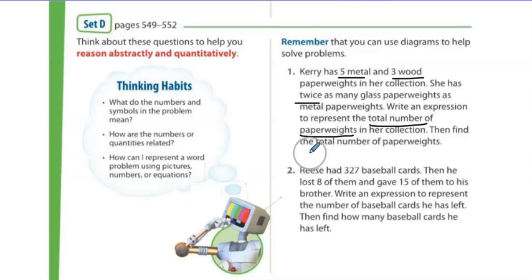So that first thing that we want to do is figure out the total that she has in metal and in wood. And then we want to add that amount to the twice as many glass paperweights as she has metal. So she has 5 metal paperweights and she has twice as many glass paperweights, which means we're going to multiply by 2. And I'm going to put that in parentheses because it helps me visually see. So then you can solve to see how many paperweights she has. And you're going to do the exact same thing down below, just using the different numbers.